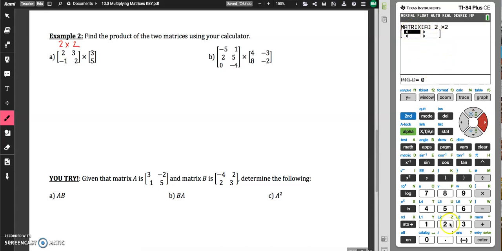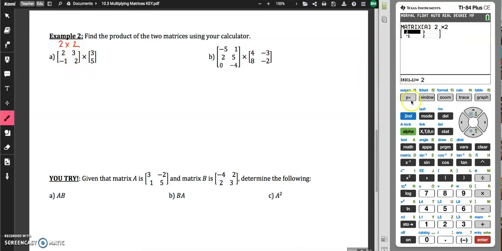Then I'm going to type in each number, so you can type 2 for that first left entry, and then click enter, 3, enter, and then it goes down, so -1, enter, and 2, enter. Make sure that the positions match what you have in your notes as well. So that's our first matrix.